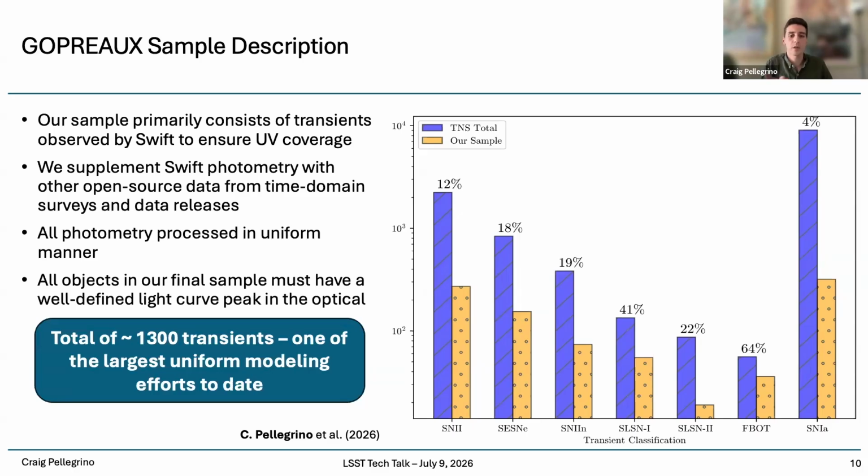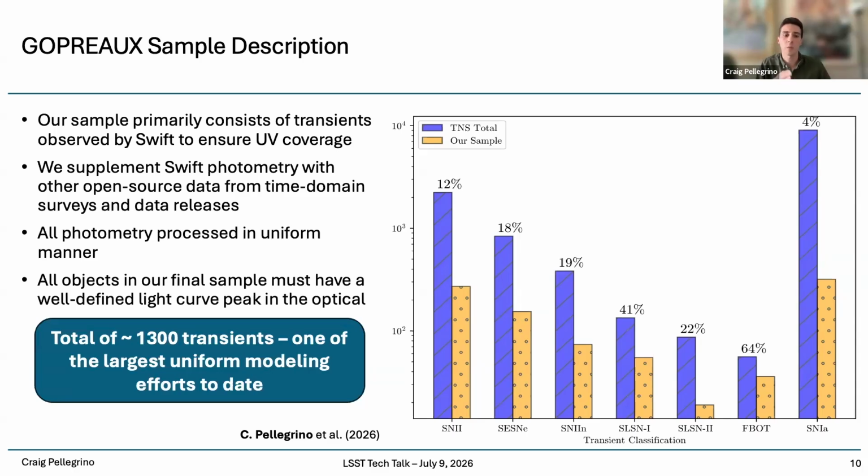So this histogram on the right here shows the number of transients in our sample in orange compared to the total that have been classified on the Transient Name Server in blue. And the percentage above each bar gives the percent overlap between our sample and the TNS total. So you can see that for most of the different subtypes, we maintain pretty good coverage overall of the TNS total. Most subtypes have 10 to 20% of the total TNS sample in our sample.